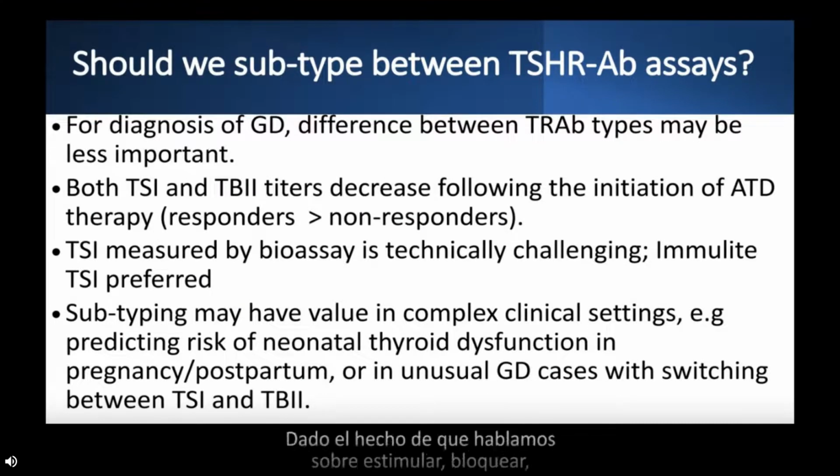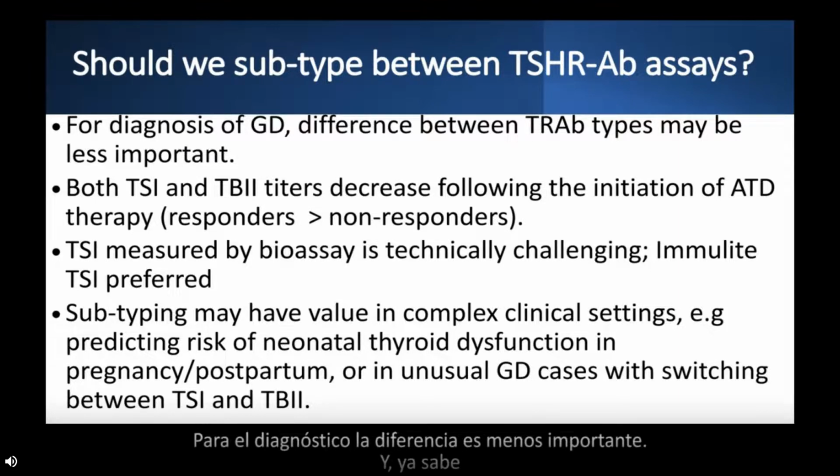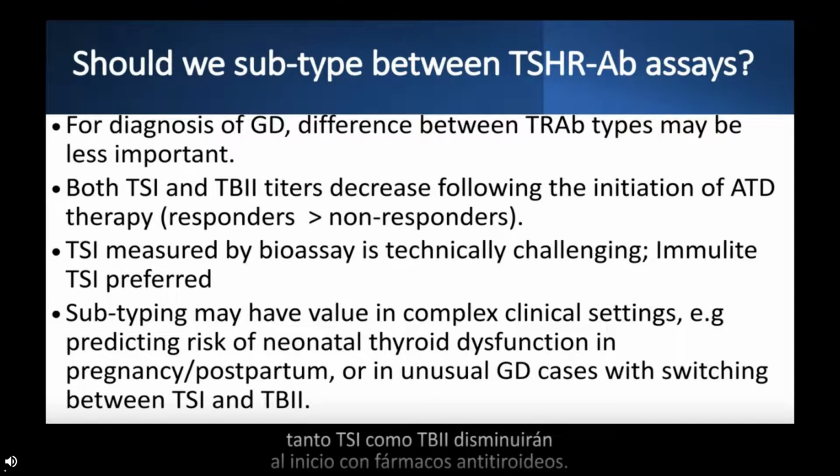Right. Given the fact that we talked about stimulating, blocking, as well as total TRABs, should we subtype? For diagnosis, the difference is less important. And both the TSI and TBI will decrease with initiation of antithyroid drugs, right? Of course, responders more than the non-responders.